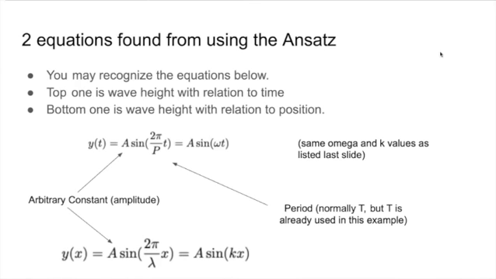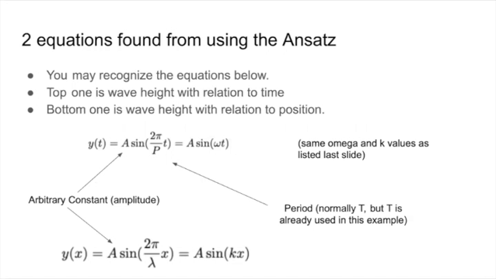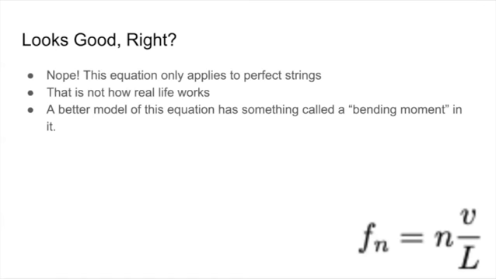So you can find these two equations using the ansatz on the original equation we were given. The top one is the wave height with respect to only time, and the bottom one is the wave height with respect to only position. Using the fact that f, or frequency, is 1 over lambda, which is wavelength, we can also find that lambda 1, or the wavelength of the first harmonic, the full length of the guitar, would be L. We can plug this into frequency, or f1, that we found on the last slide in order to get the first harmonic frequency. It looks pretty good, huh?